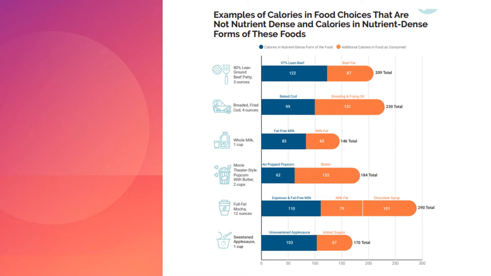I don't even know if they have that. That's way more fat than the 97% lean beef. I talked about the bread, the whole milk. Skim milk is what's best if you do drink milk, and skim milk is basically fat-free milk. Talked about popcorn, air popcorn versus butter, espresso with coffee and chocolate syrup, and applesauce with added sugar and unsweetened applesauce.